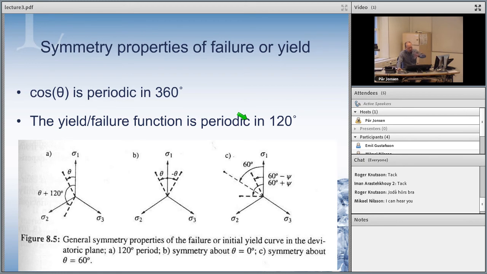Instead of taking the full principal stress coordinate system in the deviatoric plane, I can just use 60 degrees of it. Any stress state that I have in my loading, I can always relate to somewhere in this 60 degrees. And that's quite a good simplification. It will simplify my equations and my models. Especially my models will be much simpler if I can use this criterion instead.